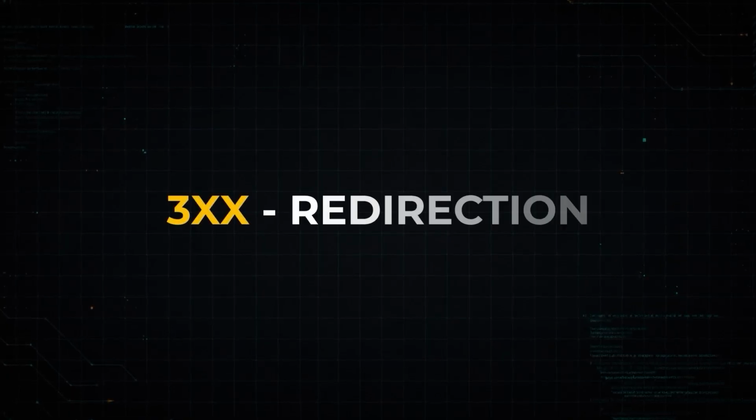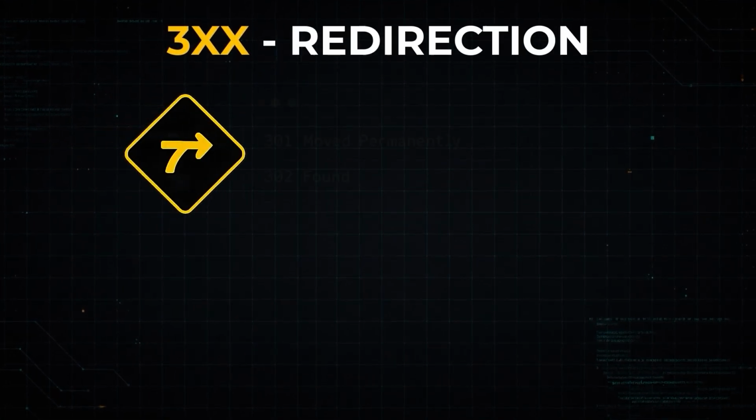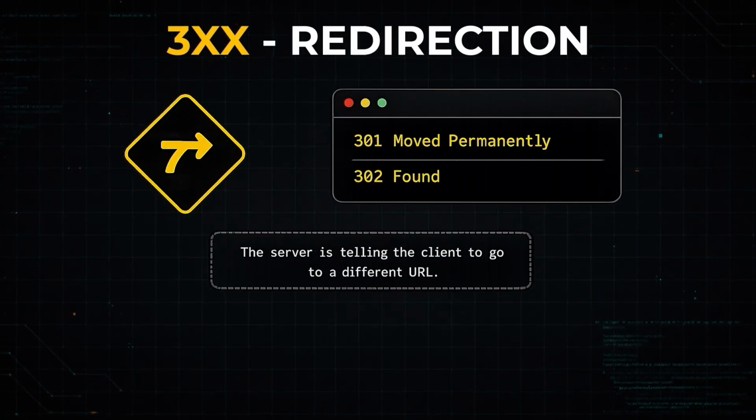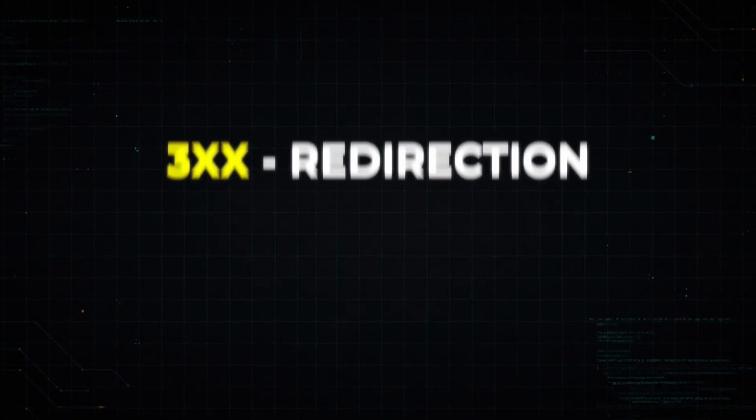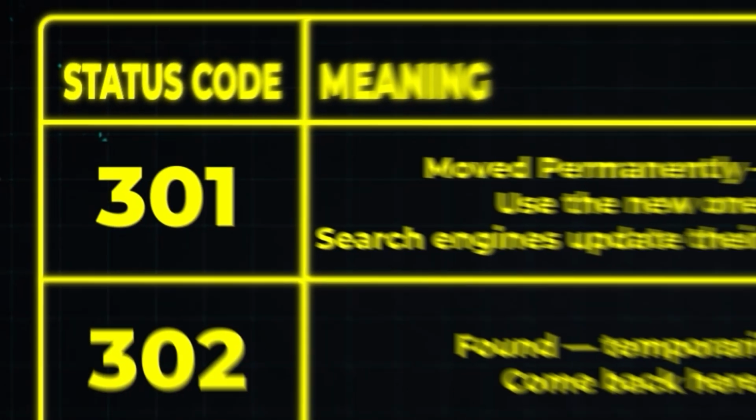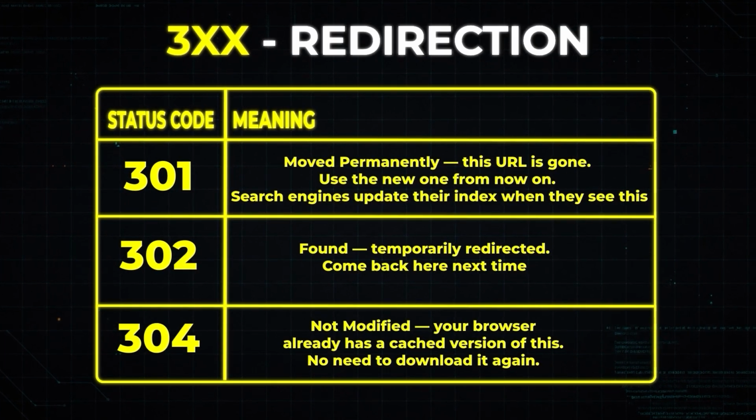Third, redirection. This means the resource you were looking for has been moved. The server is basically telling the browser to go somewhere else. Part of these redirection status codes are: number 1, 301 moved permanently. This means this URL is gone. Use the new one from now on. Fun fact, search engines update their indexes when they see this status code.